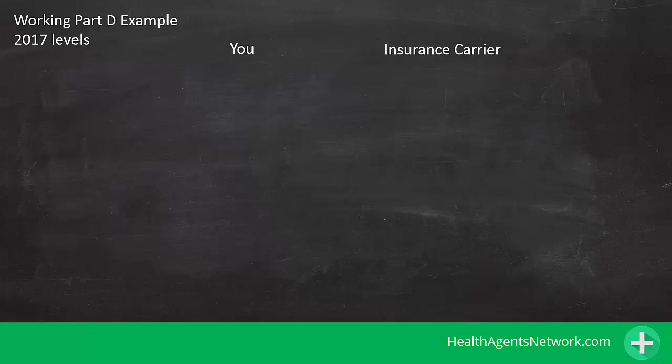So here we go. Here's how that working example is illustrated using 2017 numbers. So at the top of the piece of paper, I'd write you and the insurance carrier, and I'd say, Mr. Smith, here's how Part D works. So let's say you have a $20 generic drug and you have a $5 copay. So here's your $5 copay. Your insurance carrier pays $15, and you have your $20 generic drug.